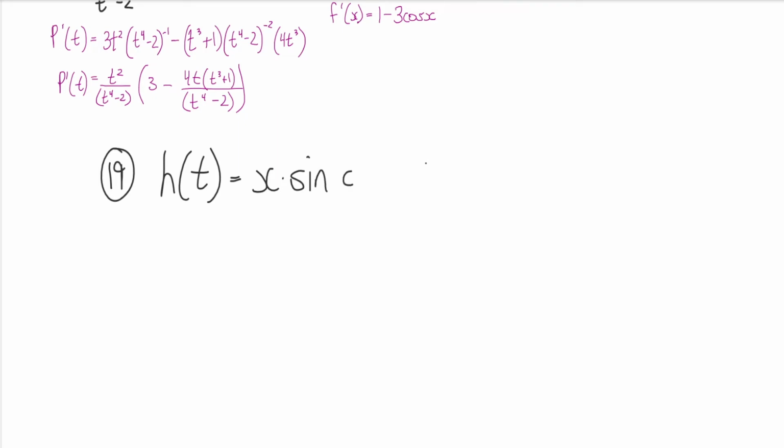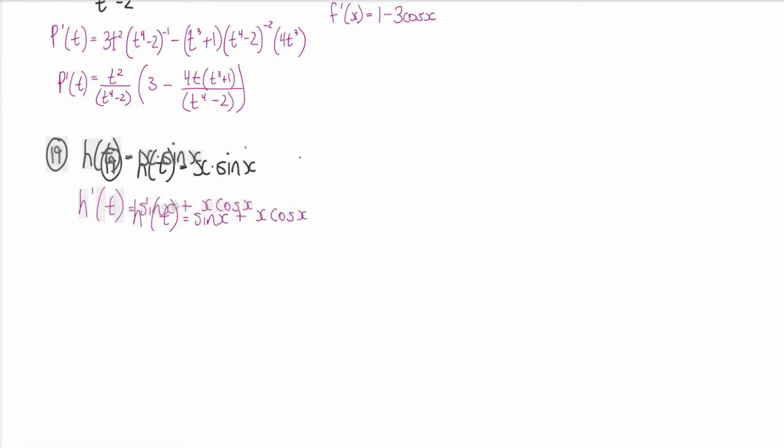x sine x, it's a product rule, right? We have to detect first the outermost layer of the onion, just a product rule, right? So h prime of t is going to be 1 times sine of x, derivative of the first, times just the second itself, plus the first itself, and then times the derivative of the second. Not so bad, right? Product rule, but this trig stuff is still not so crazy.